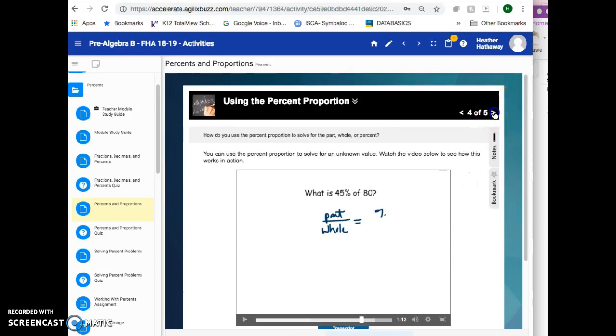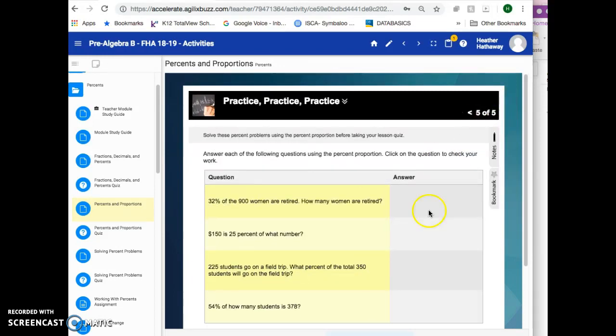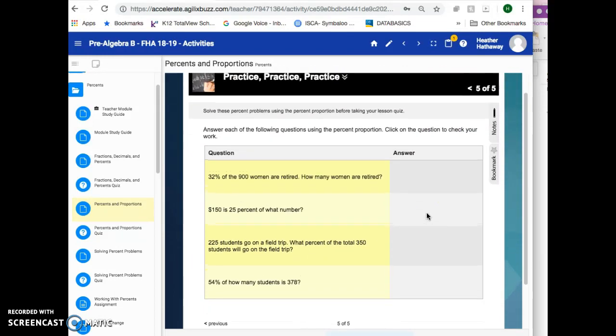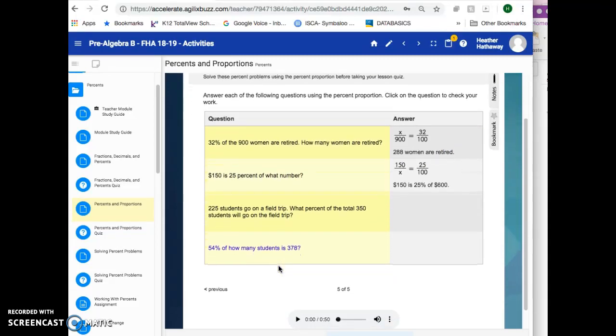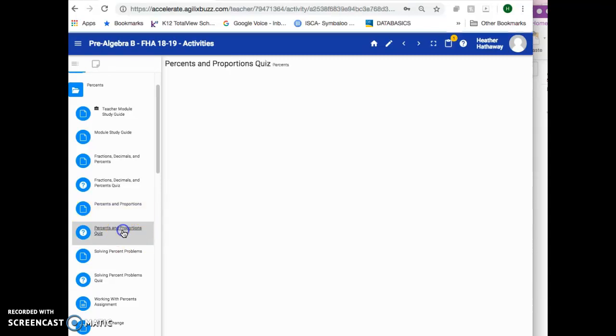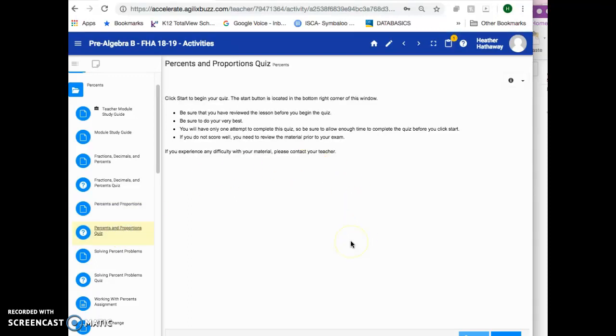Okay? And then click one more slide, and now it's your turn to practice. So you're going to do these examples just like she did in the video. You're going to identify the parts, you're going to set up your proportion, cross multiply, and solve. So try and do them on your own first, and then check, and you'll get the answers. Now, next is your quiz for that same thing.